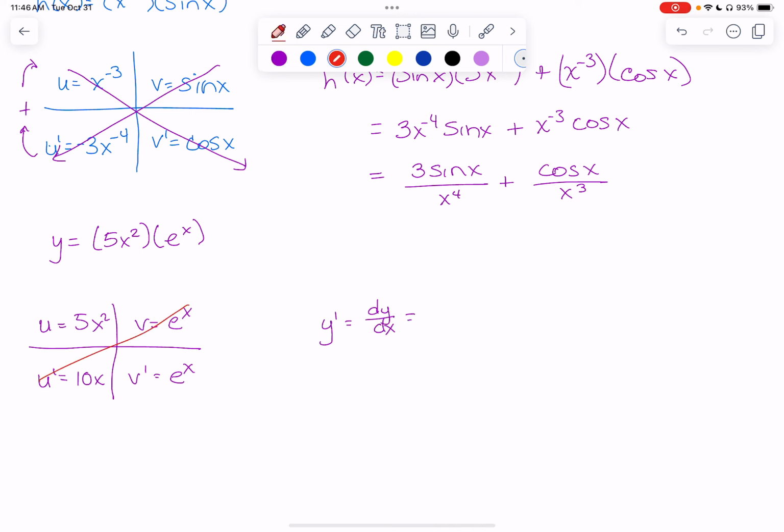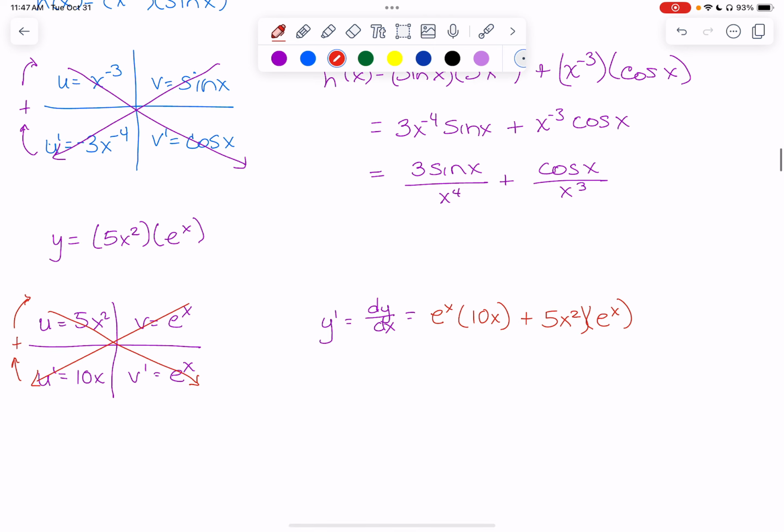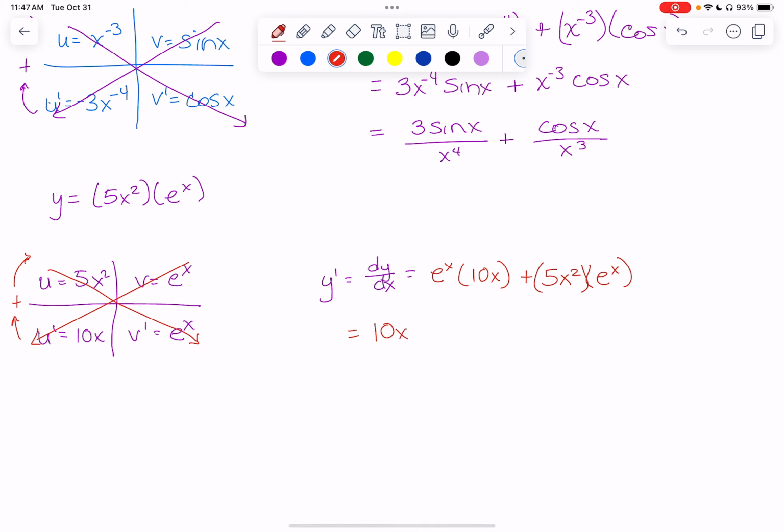So if I'm looking for my y prime, or you can say dy dx, that's going to be equal to, and we're back to a red pen because that's what I picked here, e to the x times 10x. I have my plus over here, so I'm going to flip up and go past my plus. And I'm going to come down this way, and I'm going to say 5x squared e to the x. All right. And if I clean this up just a little bit, I'm going to move my 10x out front, 10x e to the x plus 5x squared e to the x. And we're done. So this may be a slightly easier way for you to see the product rule.